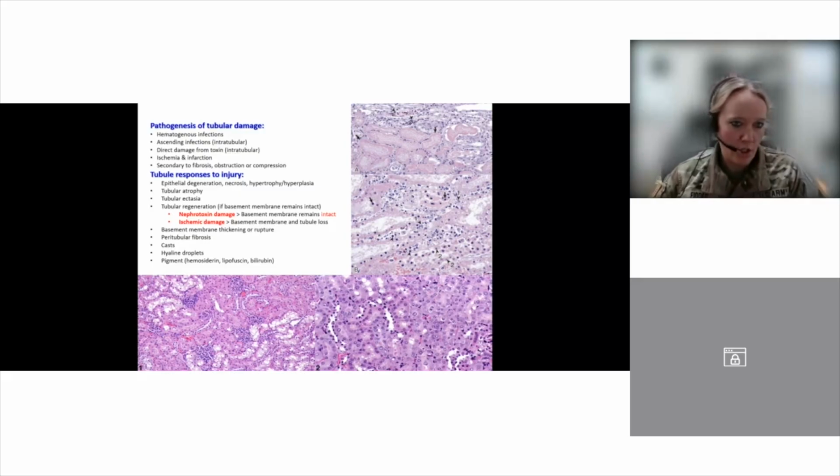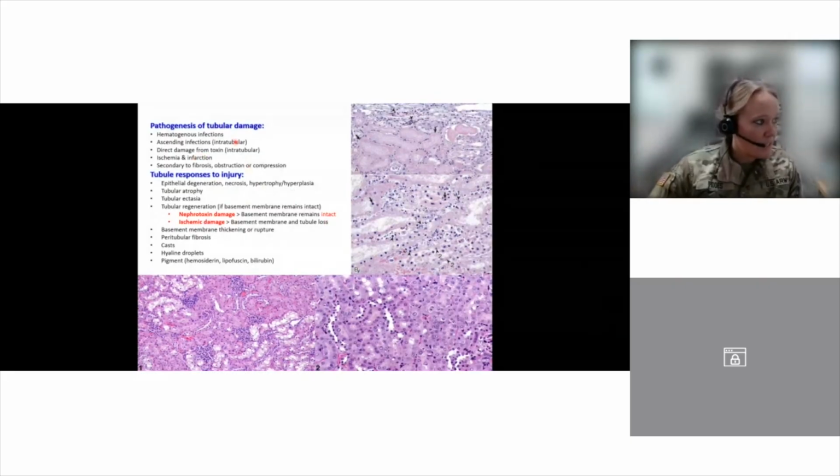Okay, when the tubules are damaged, how can the tubules be damaged? Lots of different things. Any type of hematogenous infection, so things that are spread through the bloodstream, can potentially affect the tubules. Also ascending infections and direct damage from toxins. If there are toxins within the urine that gets into the tubule, you're going to get that damage from the inside out. Similarly with ascending infections coming up from a UTI or a bladder infection, it gets into the renal pelvis, and then it can spread up these tubules and cause intratubular inflammation and damage. The kidneys are very sensitive to hypoxia from ischemia and infarction because of their blood supply, which is one of the next things I'm going to get to.